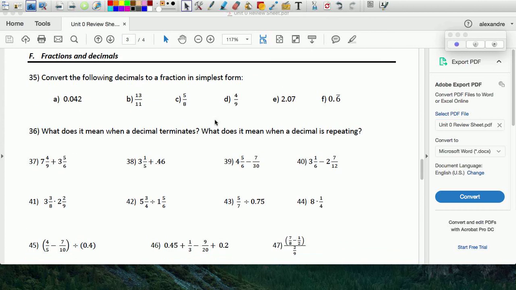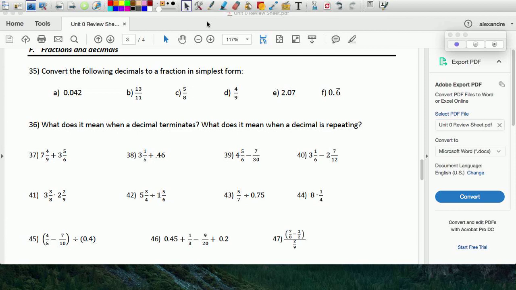Fractions and decimals. Convert to a fraction in simplest form. All right, so here it'd be 42 over, what's the decimal place here? What's the place value? This is the tens, the hundreds, and the 1,000. Did it say simplest form? So it's 42 over 1,000. We can divide that by 2. If I divide 42 by 2, I get 21. If I divide 1,000 by 2, I get 500. Final answer, 21 over 500.